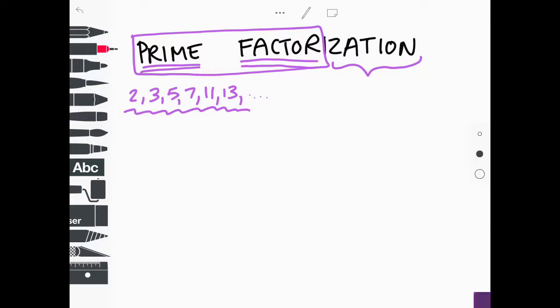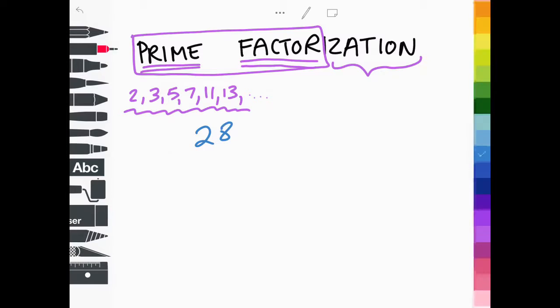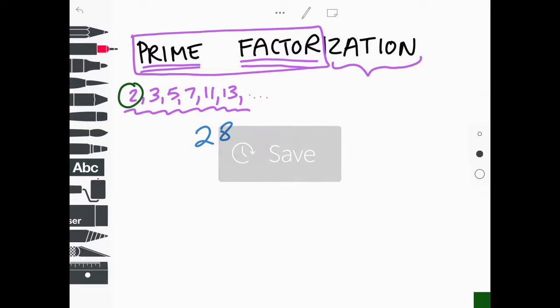Let's get started. Okay, our first example. Let's say we wanted to find the prime factorization of 28. What we're going to do is create a factor tree. Maybe I should use the color green for that since it's a tree. And we're going to break 28 down into its factor pairs, starting with the smallest prime number we know, which is 2. So 28 is an even number, definitely divisible by 2. So that's 2 times 14.